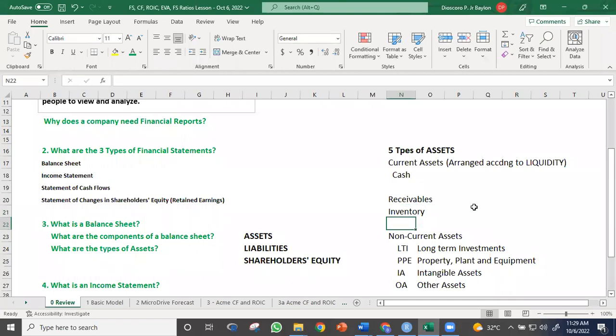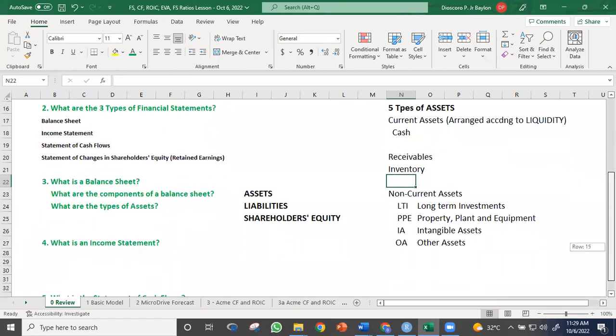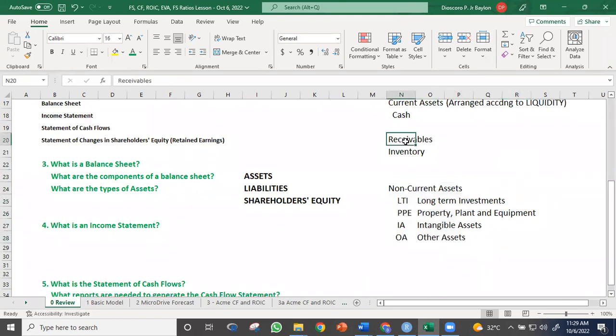Okay, remember, this is arranged according to liquidity. So which is more liquid, receivables or inventory? Of course, receivables, because receivables are just collectibles from your customers. Inventory has not yet been sold. Okay, so how about the last, guys? After inventory, we have our prepayments. These are our prepaid assets, all the types of prepaid.